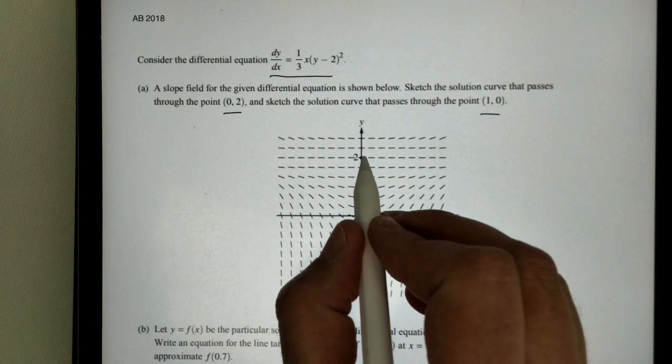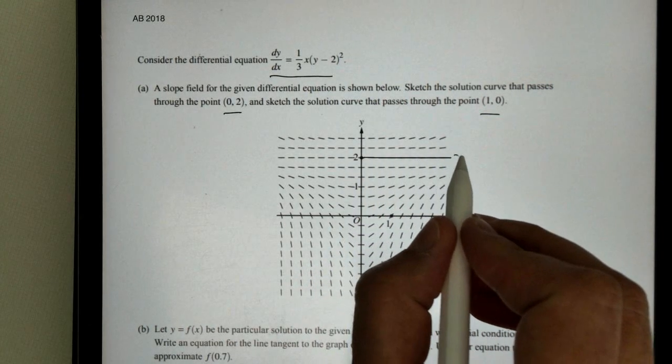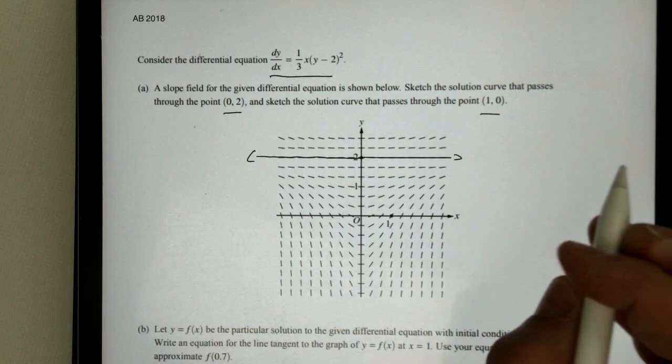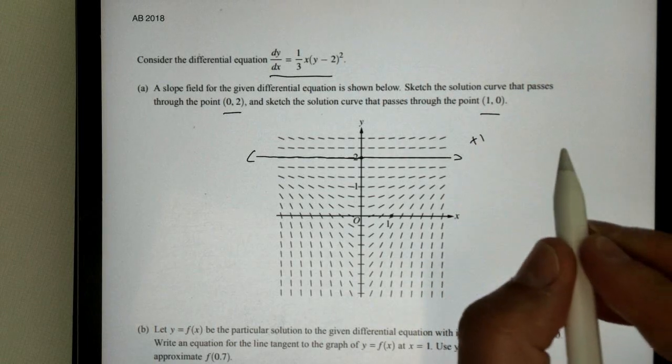If I'm at 2, if I kind of graph it, I notice it looks like it's just a horizontal tangent right there, so it may be an asymptotic function. And you would get 1 point for that.